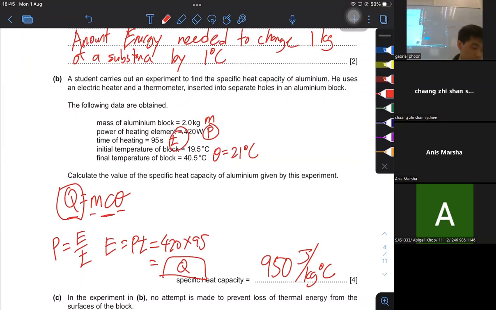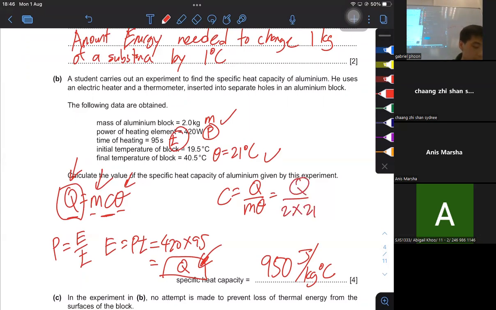Then after that, you have the mass, you have the change in temperature. It's just a matter of algebra only, right? So C will be equal to Q over mθ, which is whatever this amount is, divided by your 2 kg, divided by your 21 degrees Celsius. Press it in your calculator and you will get somewhere around 950.